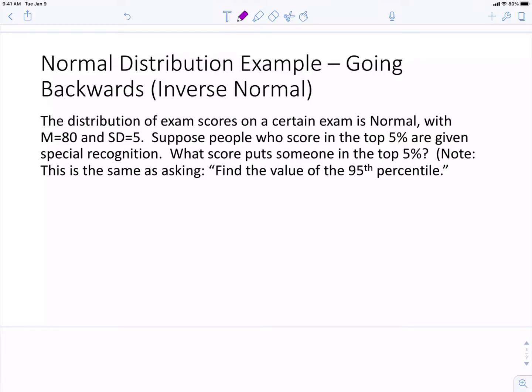In this example, we're going to practice going backwards. So in other words, an inverse normal problem. Again, the distribution of exam scores on a certain exam is normal with a mean of 80 and a standard deviation of 5. Suppose people who score in the top 5% are given special recognition. What score puts someone in the top 5%?